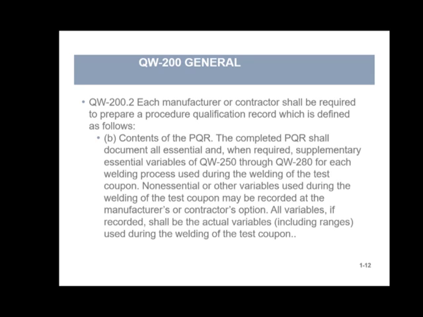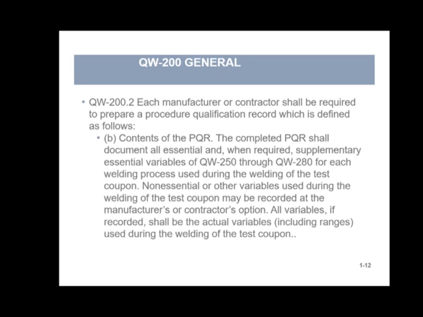So this is just telling us that if we're doing a PQR, you have to record all the essential variables on the PQR. If you want to go above and beyond the call of duty and you want to address non-essential variables, that's up to you. Sometimes that might be a good idea. So then if you come back later and want to write something, you've got it written down there. But all the variables, if recorded, shall be the actual variables.